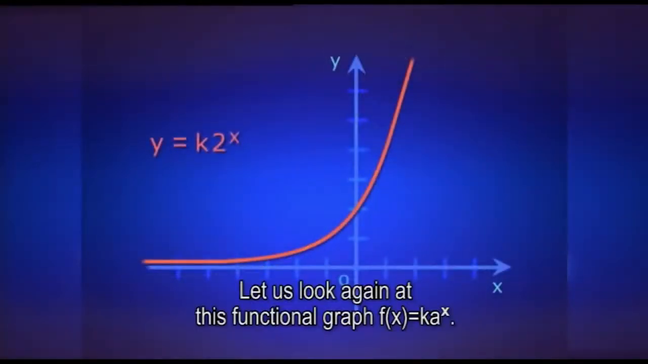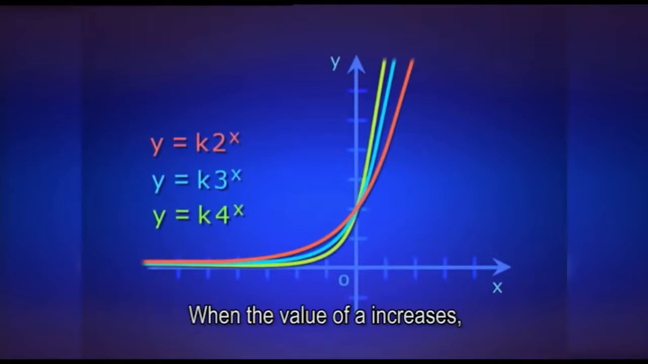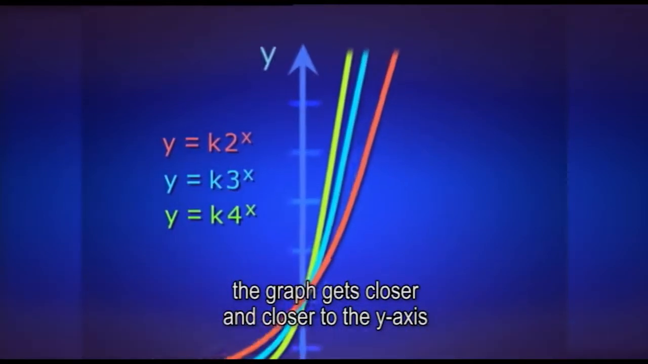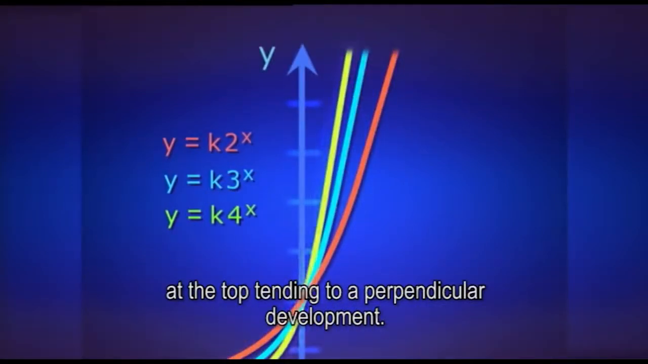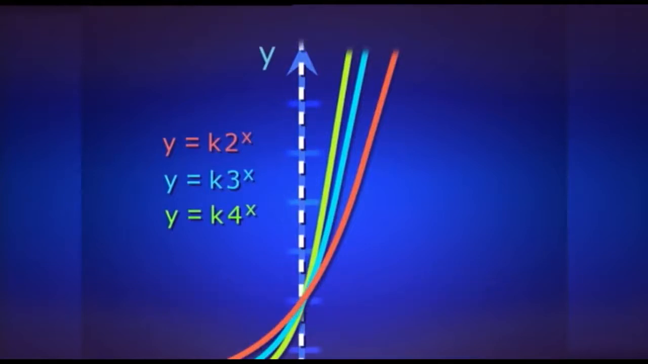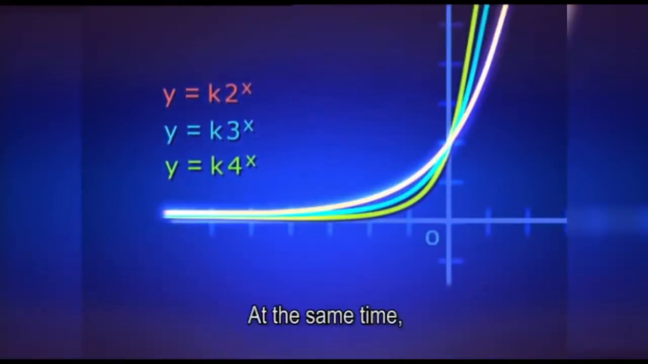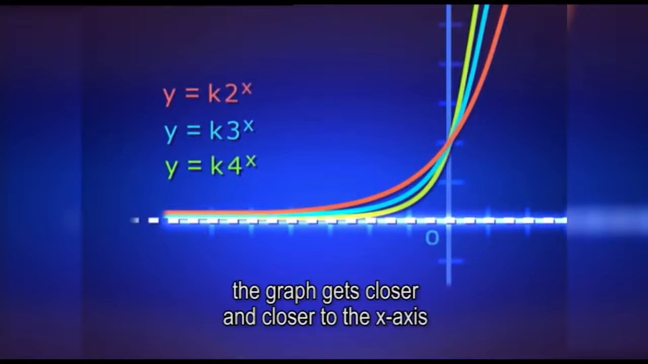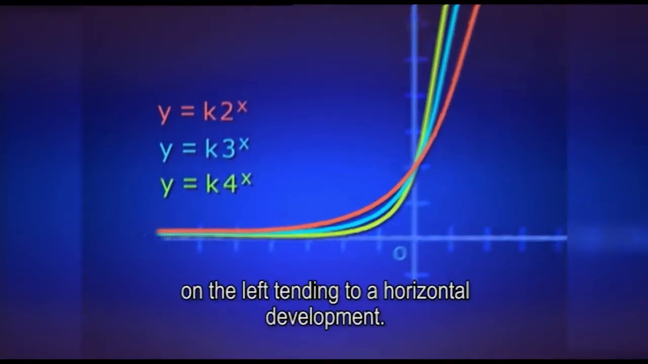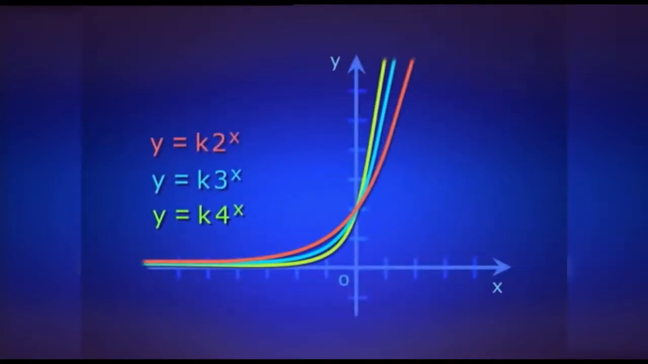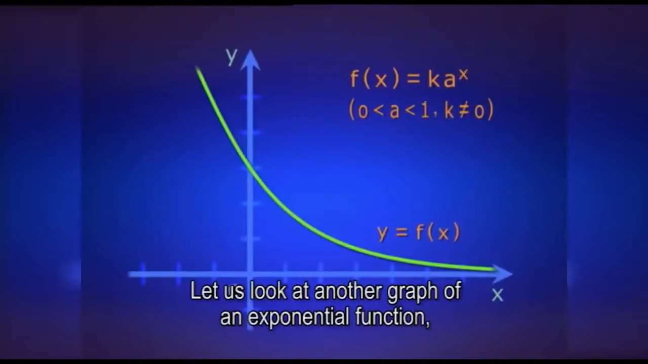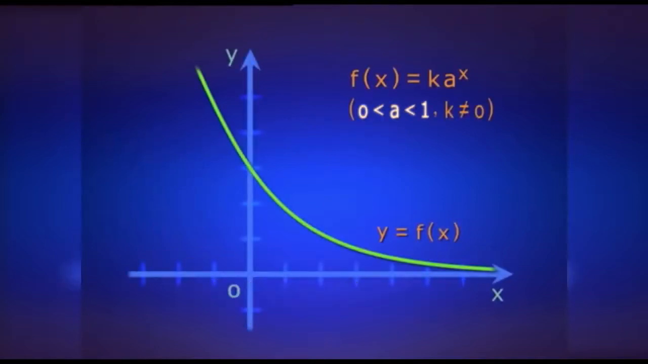Let us look again at this functional graph. f(x) equals k times a to the power x. When the value of a increases, the graphs get closer and closer to the y-axis at the top, tending to a perpendicular development. At the same time, the graphs get closer and closer to the x-axis on the left, tending to a horizontal development. Let us look at another graph of an exponential function, in which a is greater than 0 but less than 1, and k is not equal to 0.